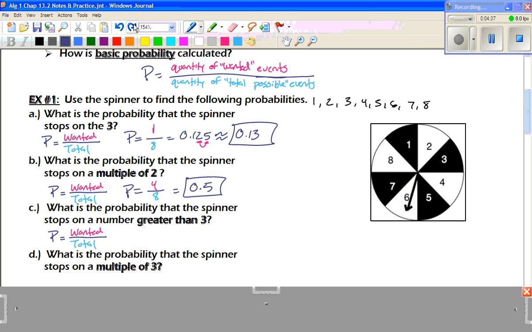So, how many numbers is that? Well, it's a total of 5 numbers that are greater than 3 out of 8. And when you divide that out, what do you get? Did you get 0.625? And when you round that, you get 0.63.